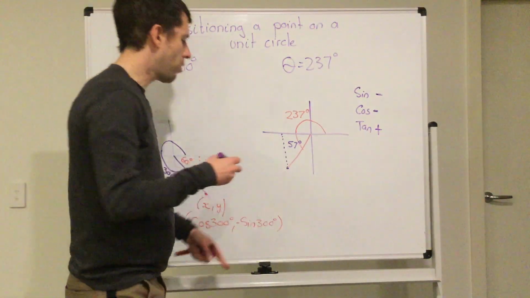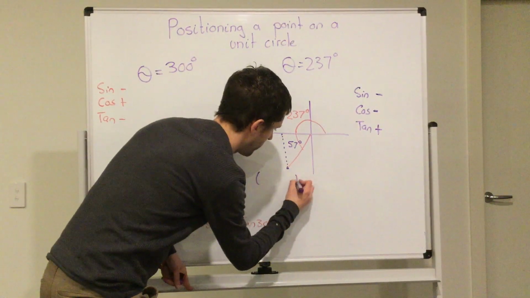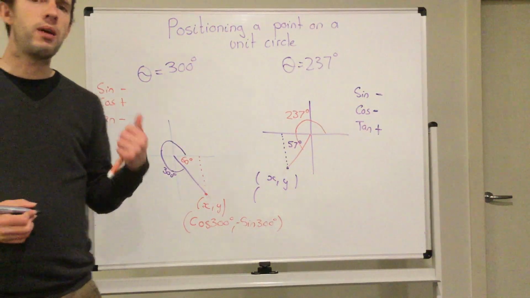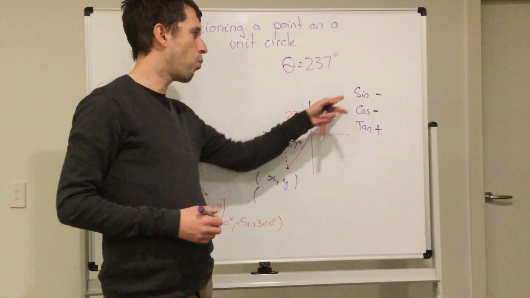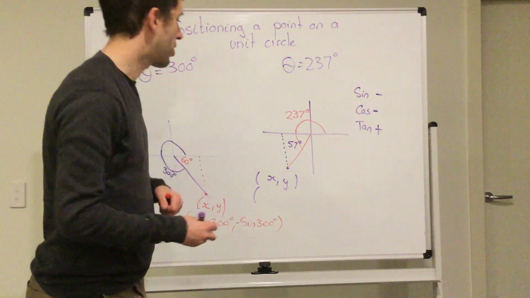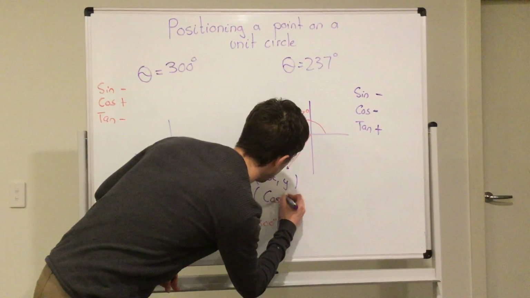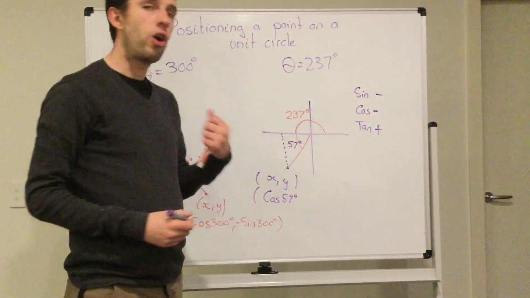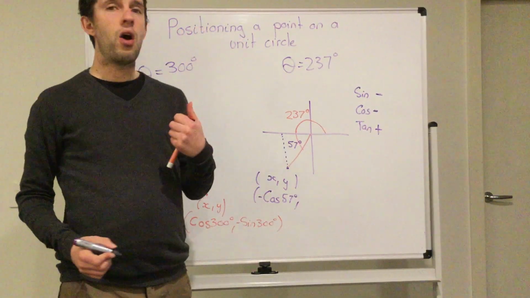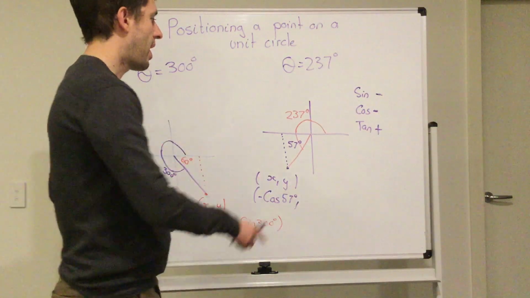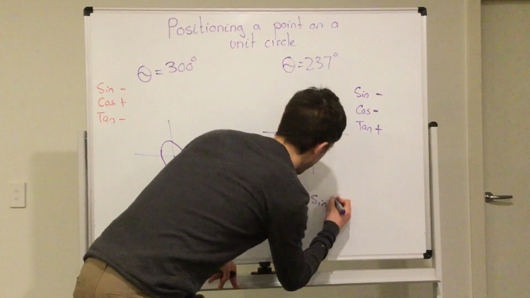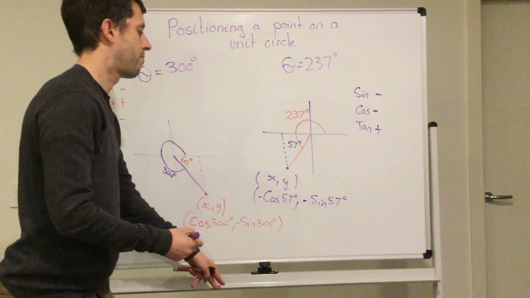Okay, so our coordinates here, if we're looking at x and y: remember if we're thinking about x, what are we thinking about? Cosine, because cosine is adjacent over hypotenuse, so cosine 57. Now, cosine is negative, so negative cosine 57. And our y is sine, and again, sine is negative as well. So negative sine 57 degrees.